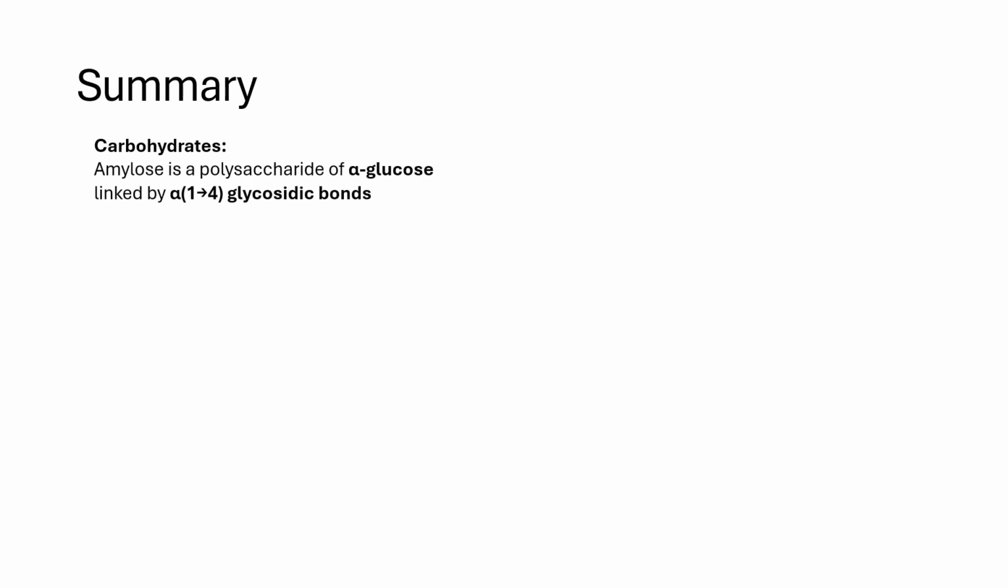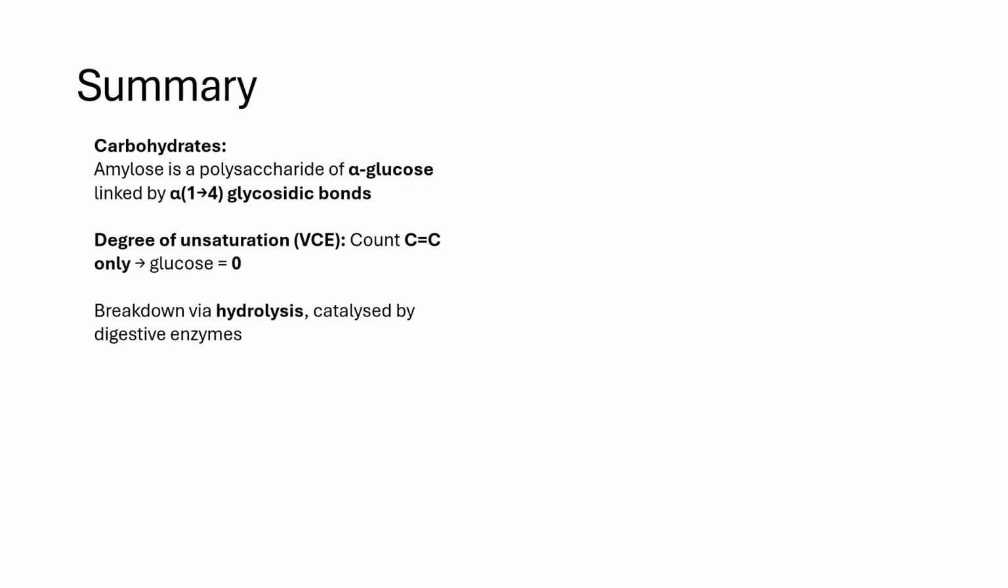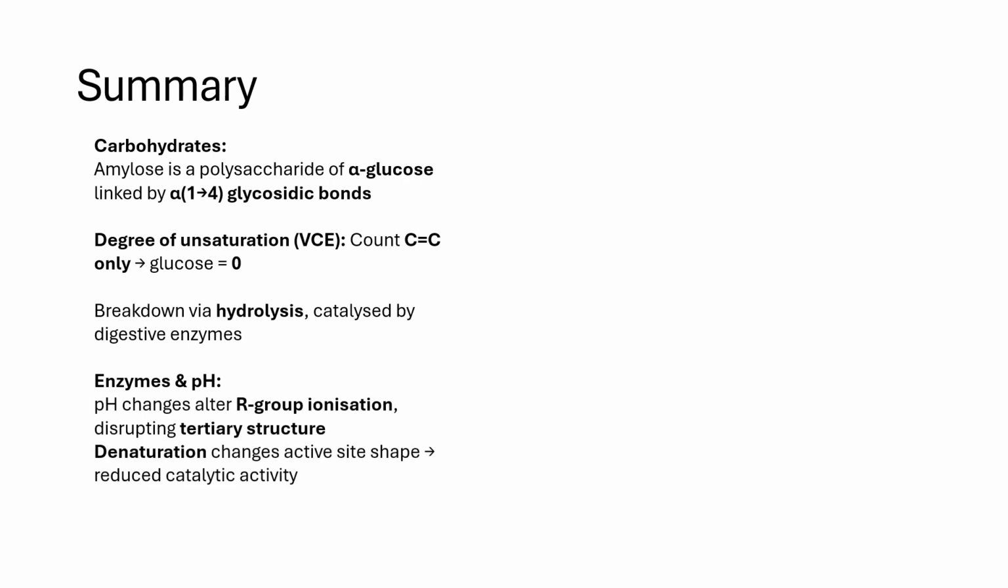Carbohydrates. Amylose is a polysaccharide of glucose linked by alpha-1,4 glycosidic bonds. Degree of unsaturation, VCE count C equals C only. Glucose equals 0. Breakdown via hydrolysis. Catalyzed by digestive enzymes and pH. pH changes alter R group ionization, disrupting tertiary structure. Denaturation changes active site shape.